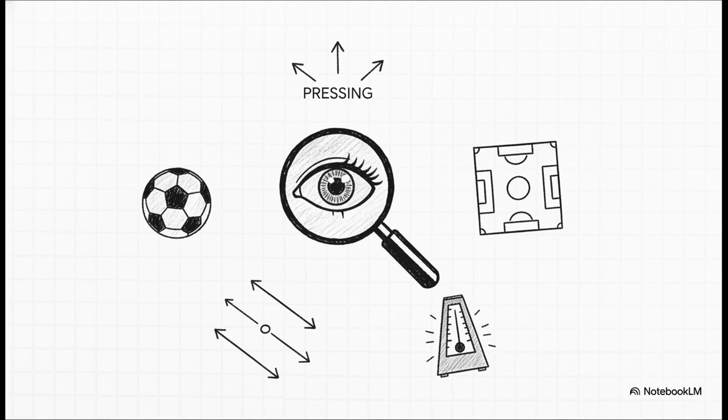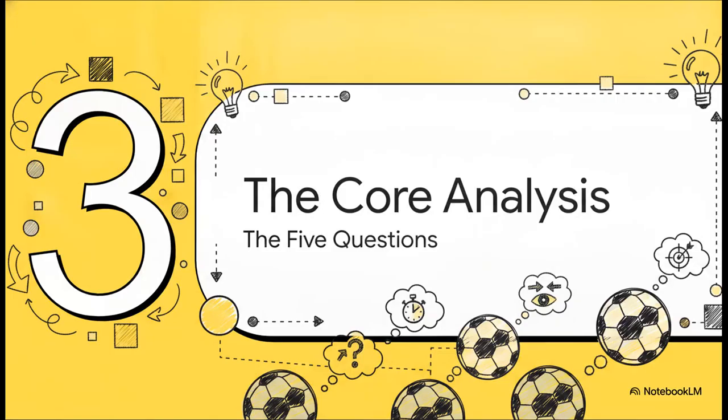Pay close attention to the tempo too. Is the game frantic and fast, or is it slow and highly controlled? And lastly, check the width. Which team is actively trying to stretch the pitch to open up those passing lanes? If you can lock onto these cues early on, I promise you, the rest of the game is going to make perfect sense.